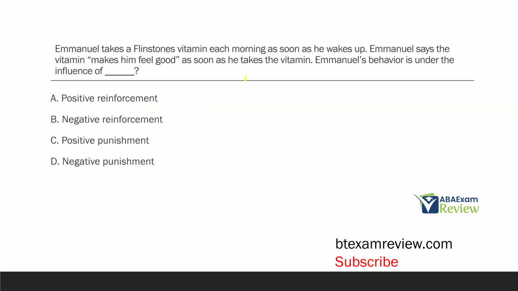Emmanuel takes a Flintstones vitamin each morning as soon as he wakes up. Emmanuel says the vitamin makes him feel good as soon as he takes the vitamin. Emmanuel's behavior is under the influence of what?